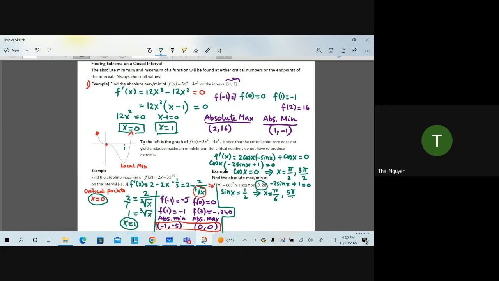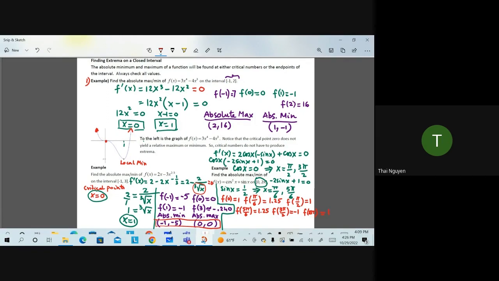So now we have to look into those four critical numbers. Find f of pi over 2, f of 3 pi over 2, f of pi over 6, f of 5 pi over 6. But we have to look at the endpoints as well. So f of 0 equals 1, f of pi over 6 equals 1.25, f of pi over 2 gives you 1, and f of 5 pi over 6 equals 1.25. f of 3 pi over 2 is going to be equal to -1, and f of 2 pi equals 1.